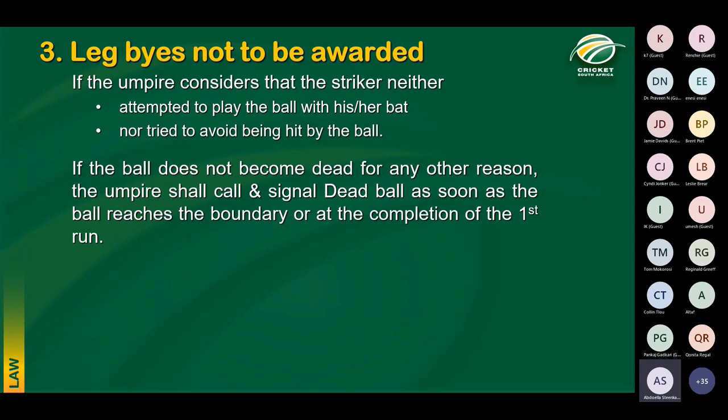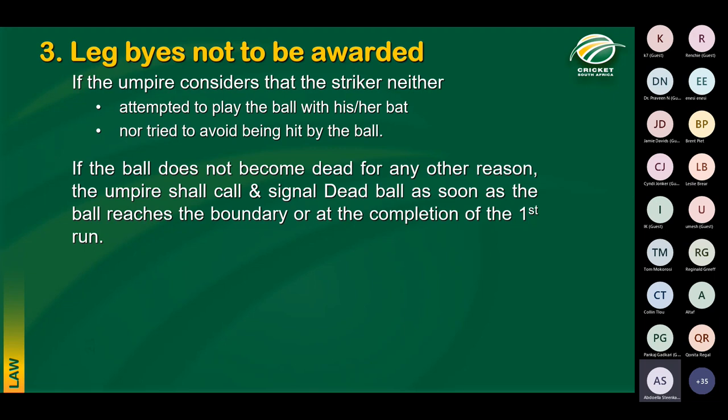So if you can visualize a scenario, the striker shoulders arms and the ball hits the pad and the ball ricochets into the covers. So firstly, did the bat striker attempt to play the ball with the bat? So in our case, he shouldered arms, so there was no attempt to play the ball with the bat. So leg byes shall not be awarded in this case.